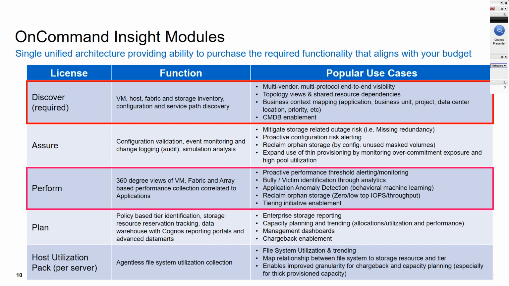Plan is our federated data warehouse for long-term retention of all the data that we do collect with OnCommand Insight. It also has a business intelligence front end based off Cognos, so you can publish reports to focus around asset management, capacity planning, performance trends. Maybe you want to get into some sort of chargeback initiative or identification of orphan resources. There's a lot of use cases within Plan.